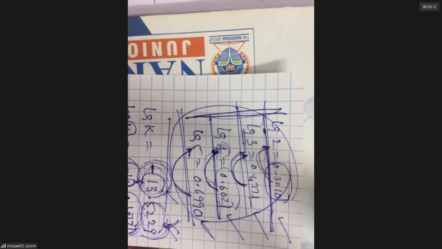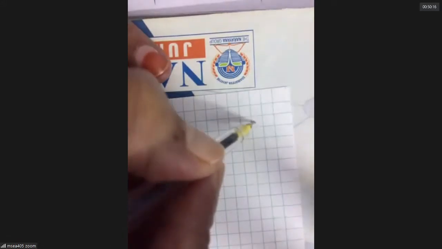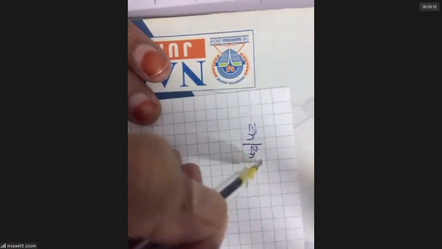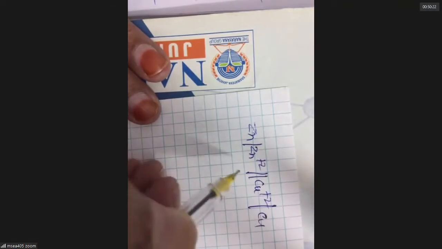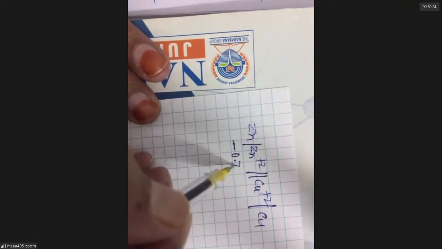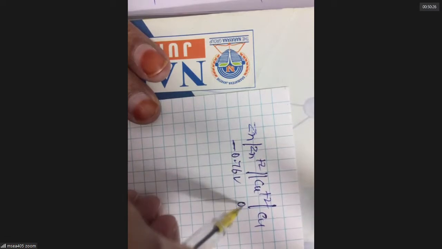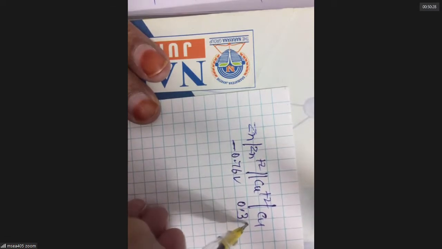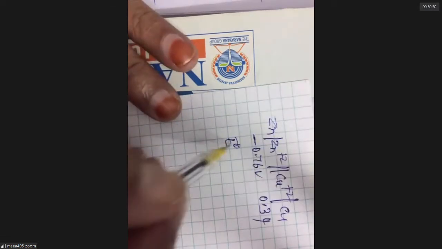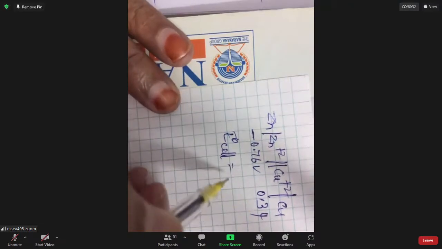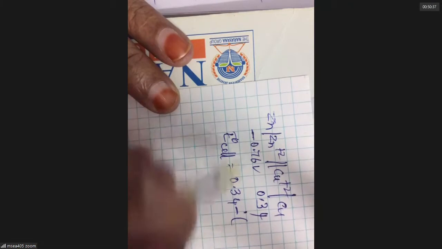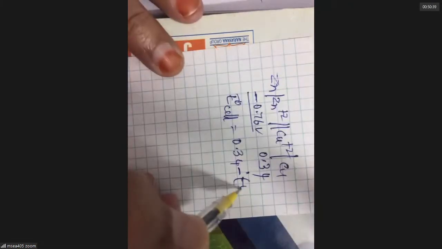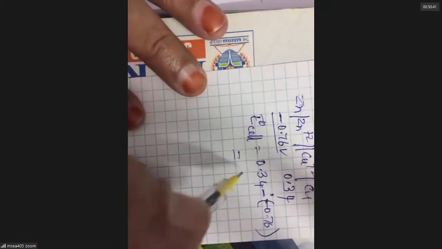Now I have a very, very important message. I have a cell like this, sir. I know its electrode potential is minus 0.76 volts. I know this electrode potential is plus 0.34. What is E0 cell, sir? E right minus E left. What is its value, sir?